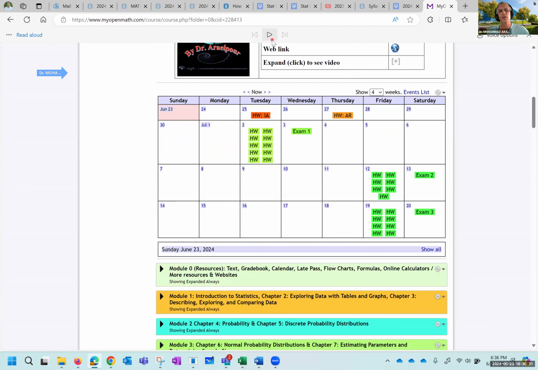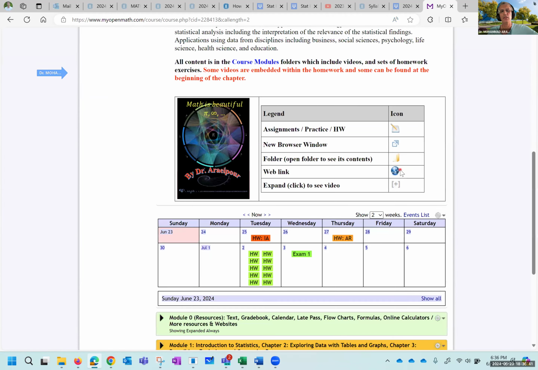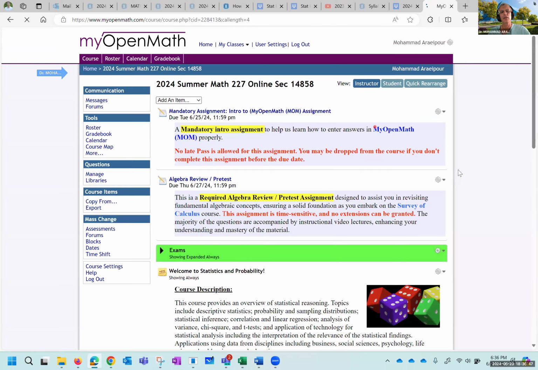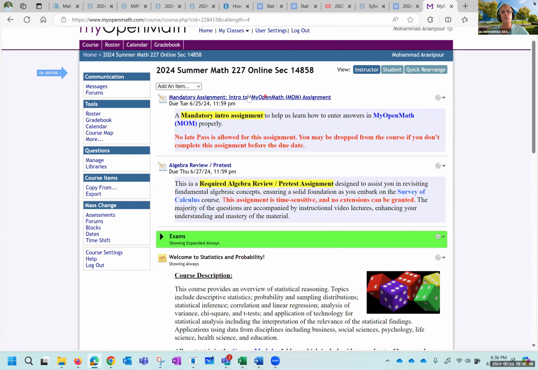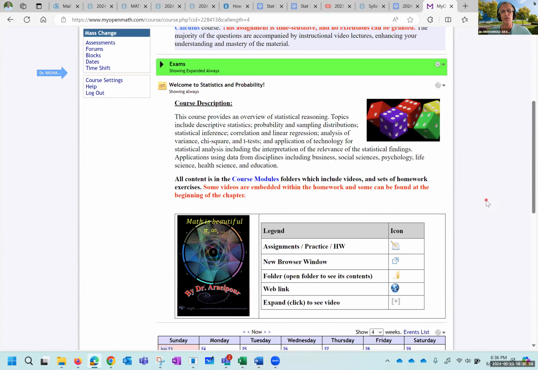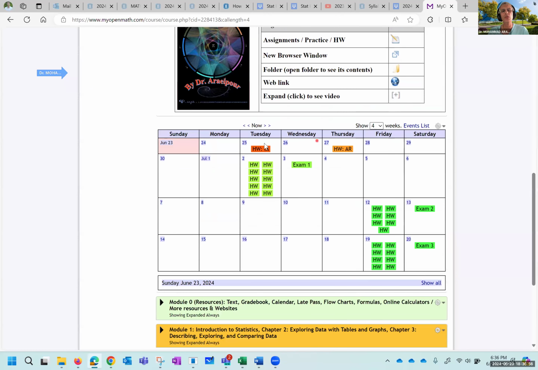What do we find here? Calendar, you can cut it shorter, make it 2 weeks, make it longer, 4 weeks. So that's the calendar. In order for you to do your homework, besides the top one, you can also find them here. Notice this is due immediately. The next one is due in a couple of days.